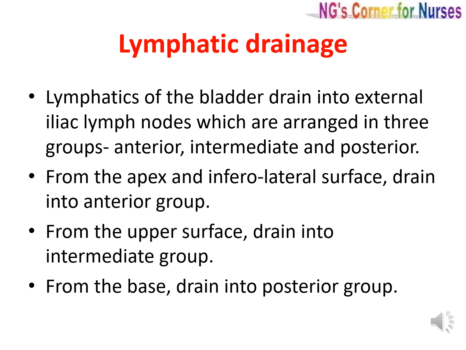Next, coming to the lymphatic drainage. The lymphatics of the bladder drain into external iliac lymph nodes which are arranged in three groups: anterior, intermediate and posterior. From the apex and inferolateral surface it drains into the anterior group, from the upper surface it drains into the intermediate group, and from the base it drains into the posterior group.